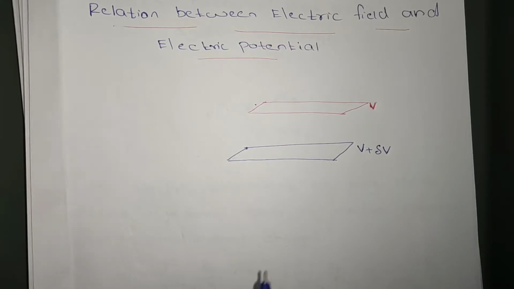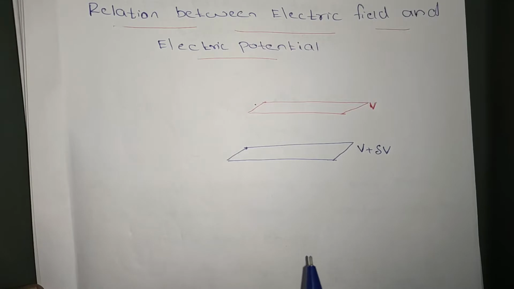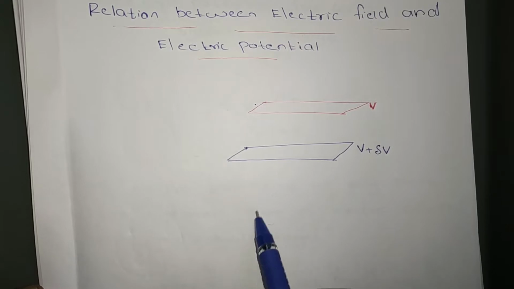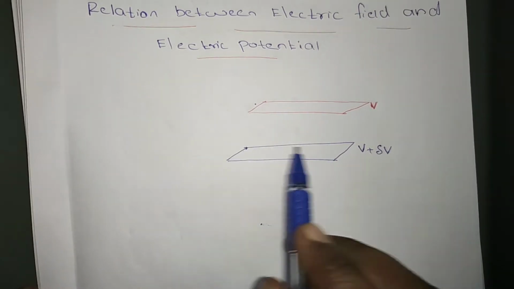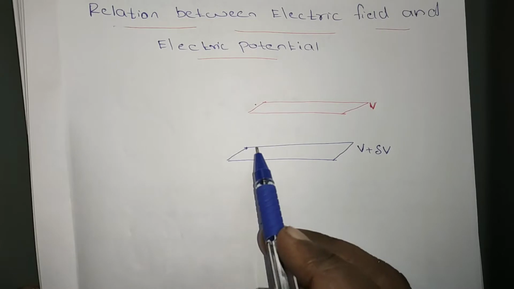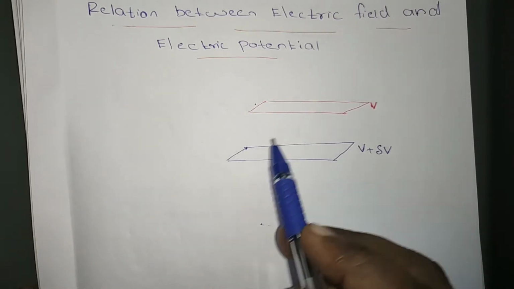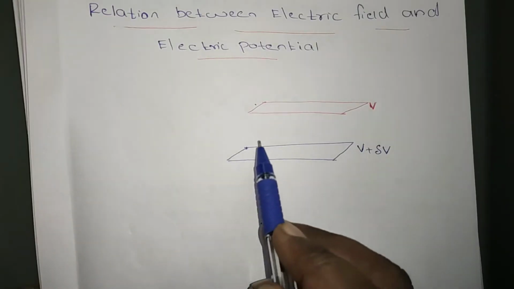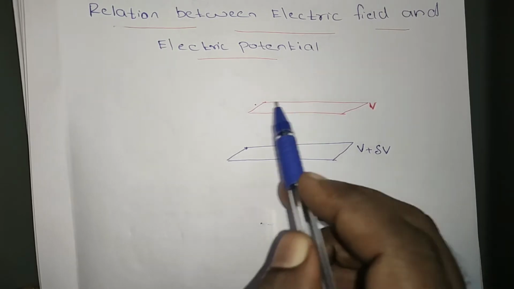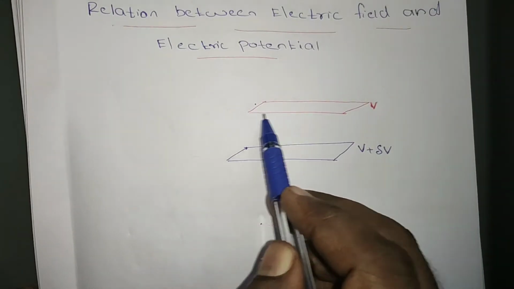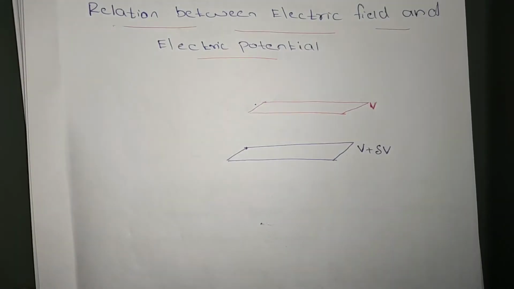So how are these equipotential surfaces produced? I consider here that positive charges are there. There is a positive point charge, and this is surrounded by equipotential surfaces. In that I am taking a small portion here. There is a spherical equipotential surface. There is another spherical equipotential surface. I am taking a small portion. So here I am taking a positive charge.